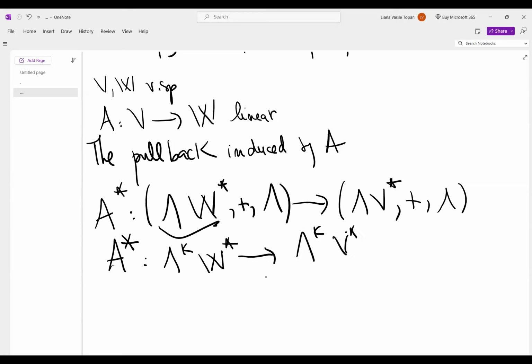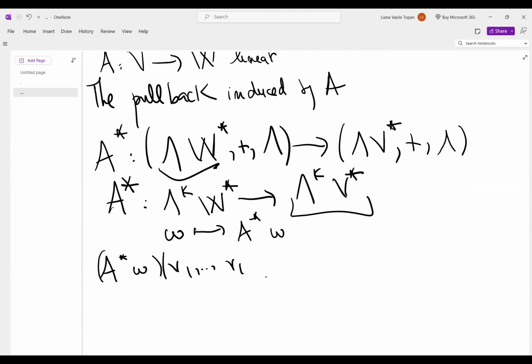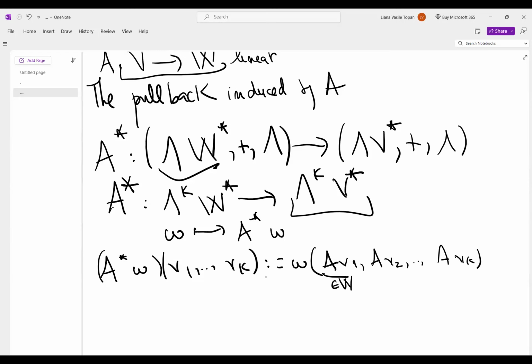So when you see it as defined on the k-th exterior power of W star, with values in the k-th exterior power of V star, then an alternating k-form here will go into something that we denote like this, and then we define it as, so it applies on k vectors here, and this is by definition omega applied on A of V1, A of V2, up to A of Vk. Okay, so this is an element of W. You see, A runs from V to W, so this is correctly defined. All right, so you see, this is the pullback induced by A.